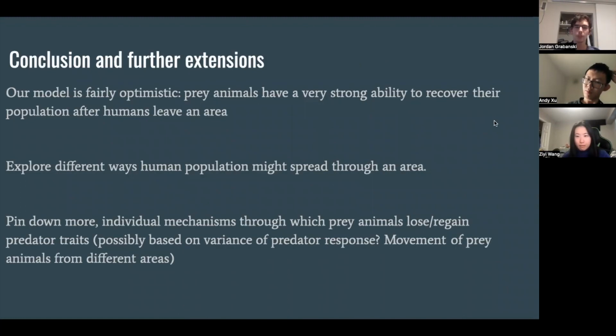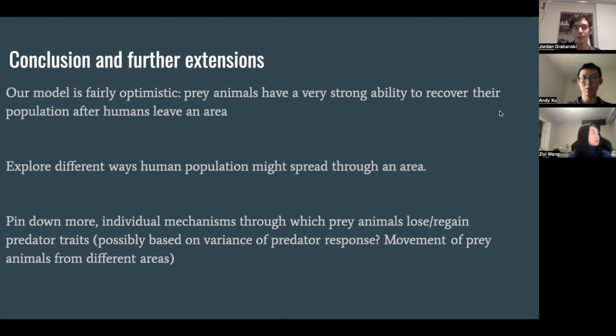All right. So as far as conclusions that we have drawn from our model, we found that our model is fairly optimistic. Prey animals have a very strong ability to recover their population after humans leave an area. They might just be slightly dampened, the predators rise back up, but they were almost always able to recover.